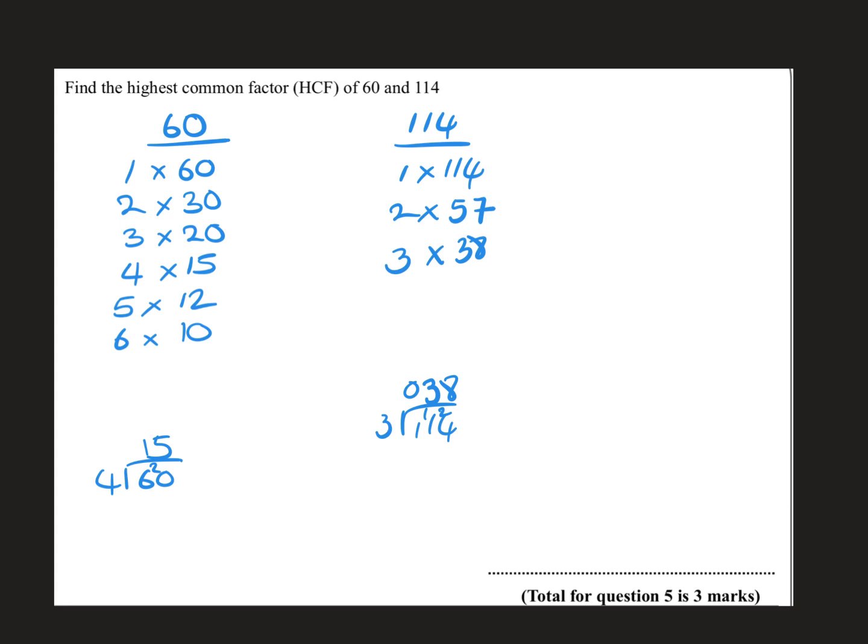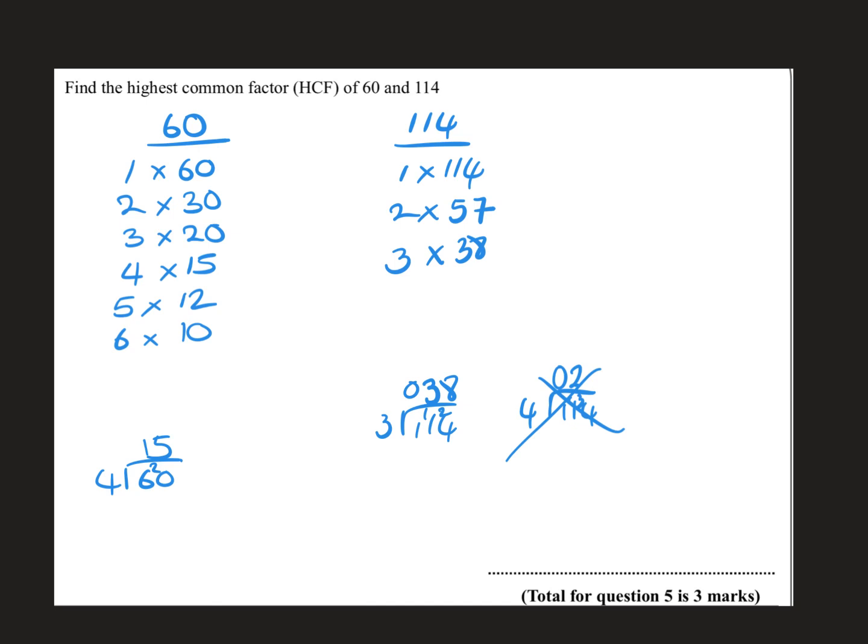Does it divide by 4? I'm not entirely sure, so I'll check. 4 into 114 doesn't go into 1. 4 into 11 goes, well, 4 twos is 8 with 3 left over, and 4 into 34 doesn't go, so it's not divisible by 4. It doesn't divide by 4 because it doesn't end in a 5 or a 0.